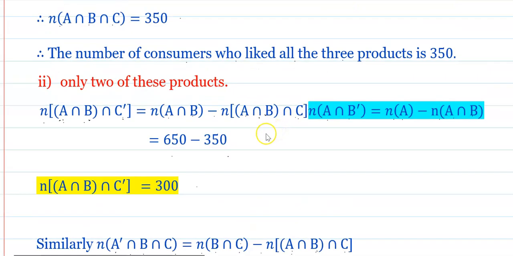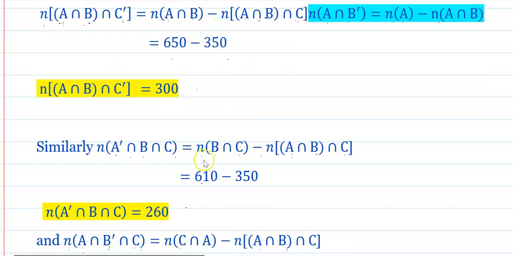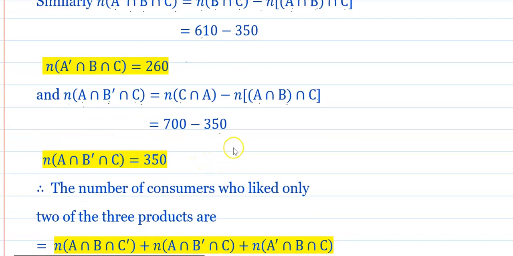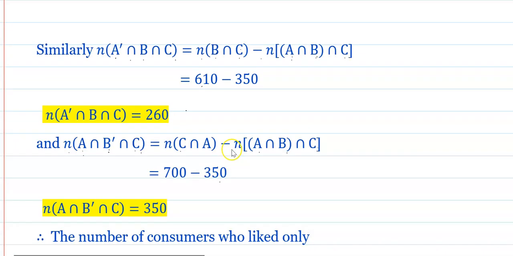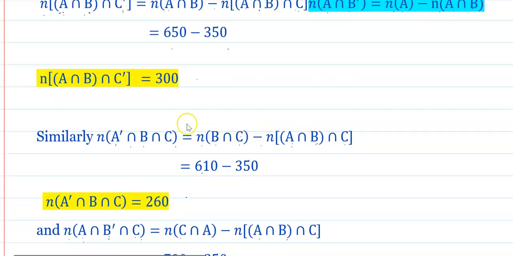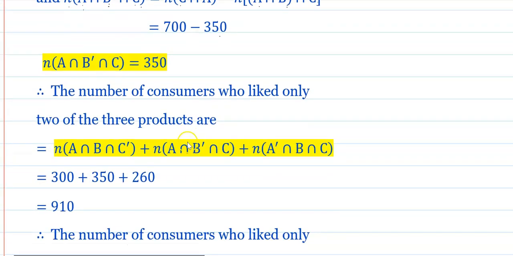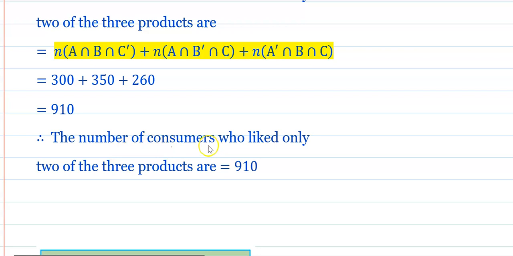Any of the two, meaning first AB is liked, second BC, and third AC. Similarly, if we find it out, the total number in the first case is 300, second is 260, and third is 350. If we add it, then you will get 910. These are the number of consumers who liked only two of these three products, and they are 910. Therefore, the number of consumers who liked only two of three products are 910.